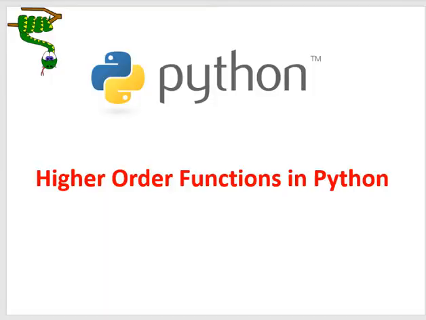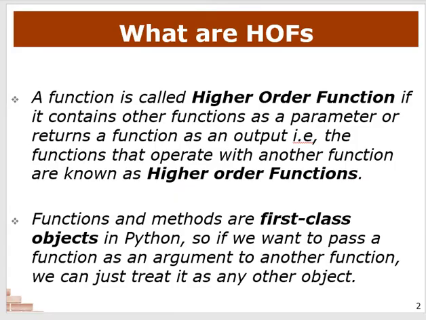Higher order functions in Python. A function is called a higher order function if it contains other functions as a parameter or returns a function as an output. That is, the functions that operate with another function are known as higher order functions.